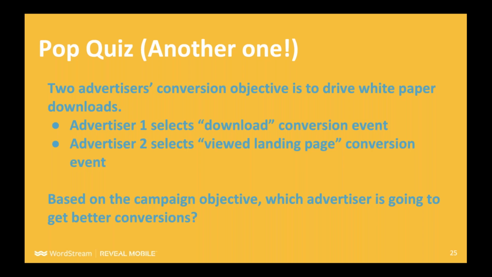For advertiser 1, the algorithm will look to deliver their ads to users that are likely to complete their download. Whereas for advertiser 2, the algorithm will optimize by delivering their ads to users likely to visit their landing page. So there's that huge gap for advertiser 2: they have that conversion objective, but they're really only wanting people to view the landing page. There's a disconnect there. That's why advertiser 1 is going to see better results, because they're optimizing for that actual download and conversion event on their site.